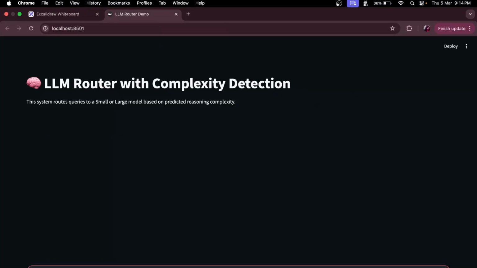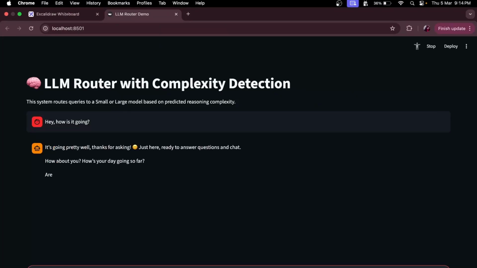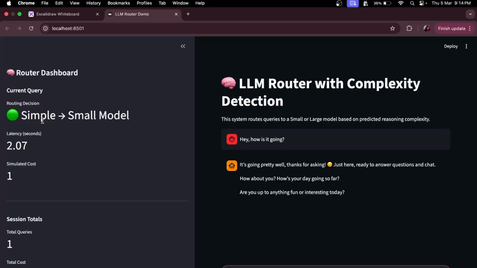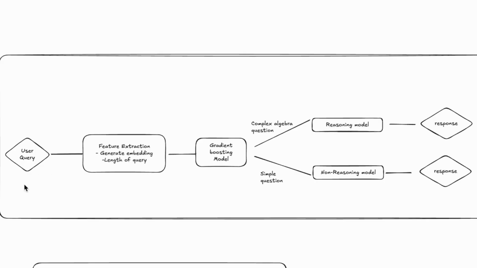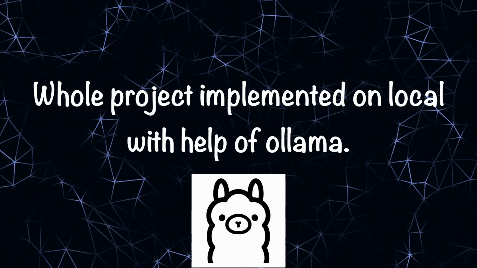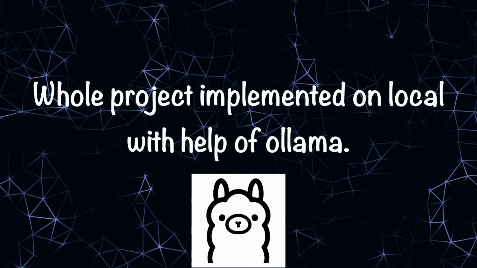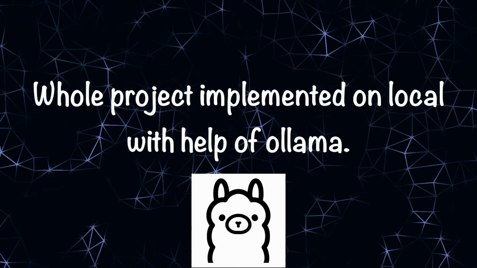In this video, we will build an LLM router that will automatically choose a model based on the difficulty of the user's query. We will run this whole project on the local machine. We will be running models locally with Ollama.